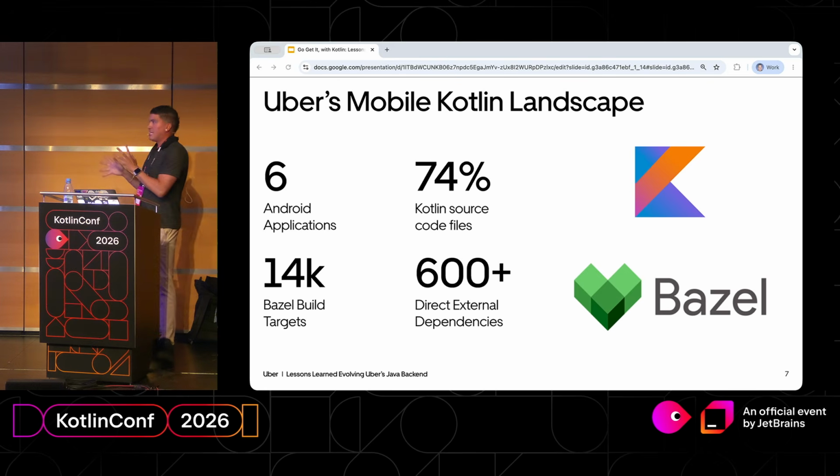Uber's mobile Kotlin landscape was the baseline. It's the ecosystem we already have at Uber, built over many years on mobile, with 6 Android applications. This includes the Rider app, the Uber Eats app, so you can order all your delicious food, and the Driver app that drivers use to figure out who they need to pick up and drop off. Again, 74% of the source code is already Kotlin, and we have about 14,000 Bazel modules. So again, it's production-tested infrastructure that has been used for many years.